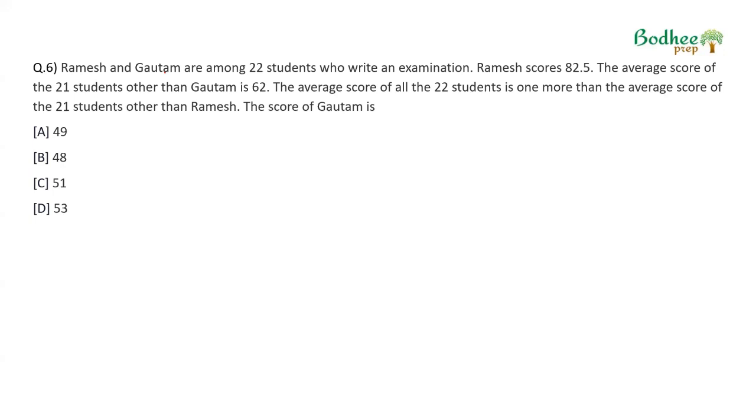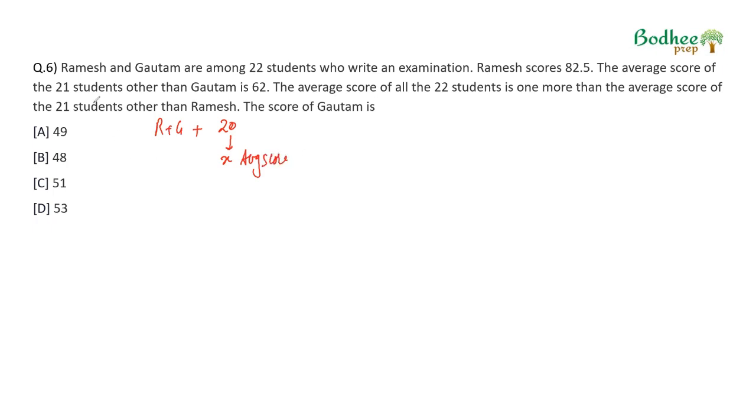Ramesh and Gautam are among 22 students who write an examination. Ramesh scores 82.5. The average score of 21 students other than Gautam is 62. So 21 students other than Gautam includes Ramesh. There is Ramesh, there is Gautam, and then there are 20 students. Suppose the average score of these students is X.